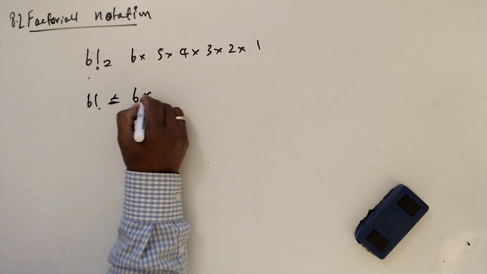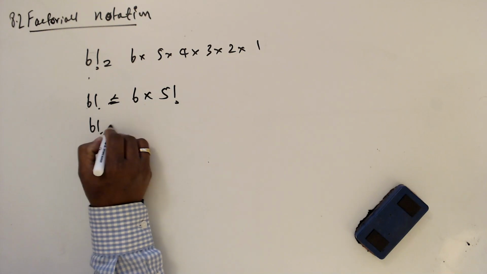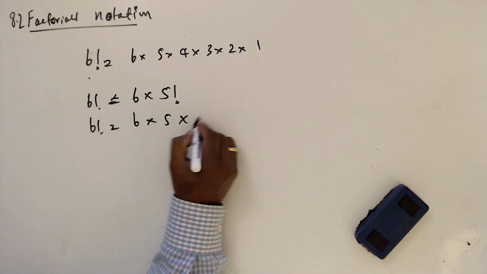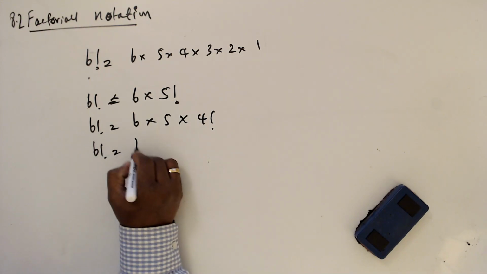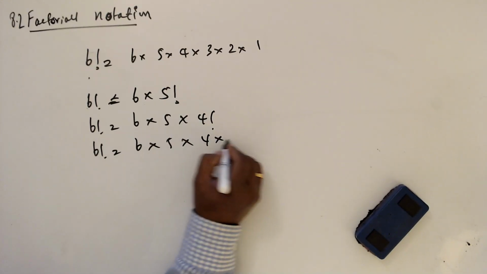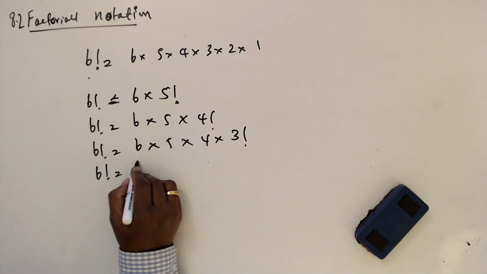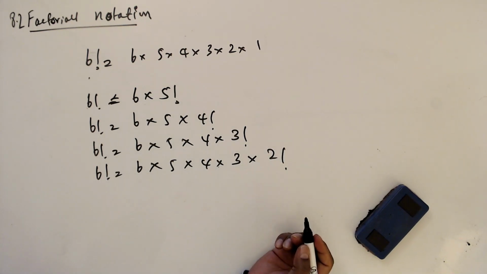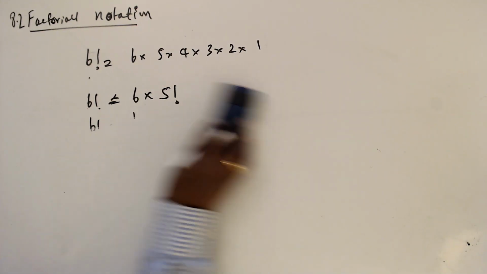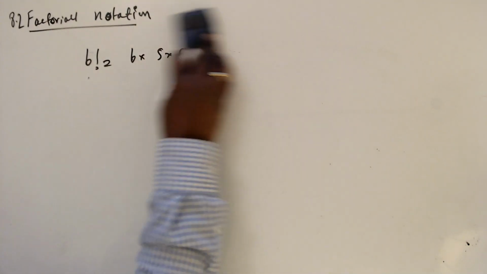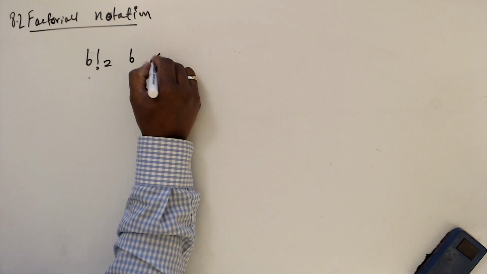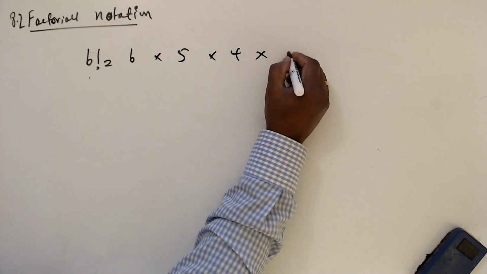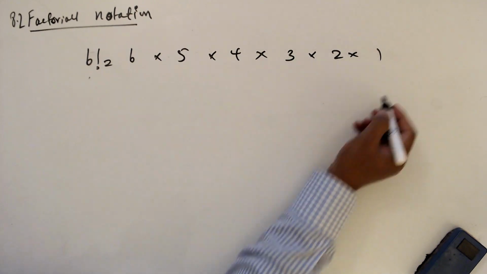So in another way, you can write factorial 6 as 6 times factorial 5. For factorial 6, you can write 6 times 5 times factorial 4. For factorial 6, you can write 6 times 5 times 4 times factorial 3. Factorial 6, you can write 6 times 5 times 4 times 3 times factorial 2. Another way of presenting this: factorial 6 is 6 times 5 times 4 times 3 times 2 times 1.